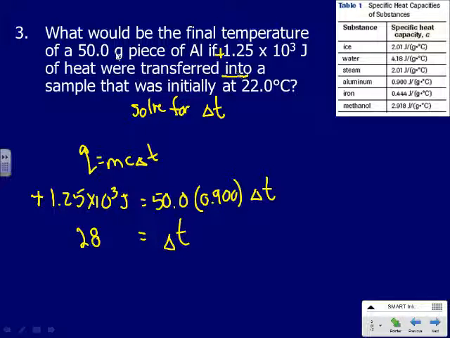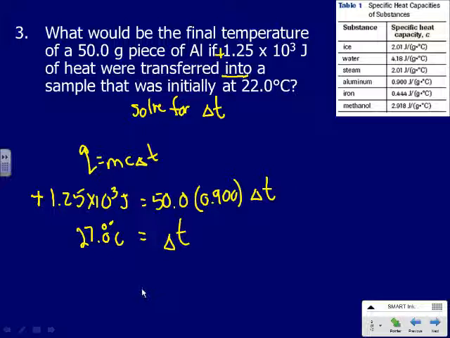28. And actually, we've got 3 significant digits going. 28.0? 27.8. We better keep our 3 significant digits. Let me get the eraser here. 27.8 degrees Celsius. Now that's the temperature change.